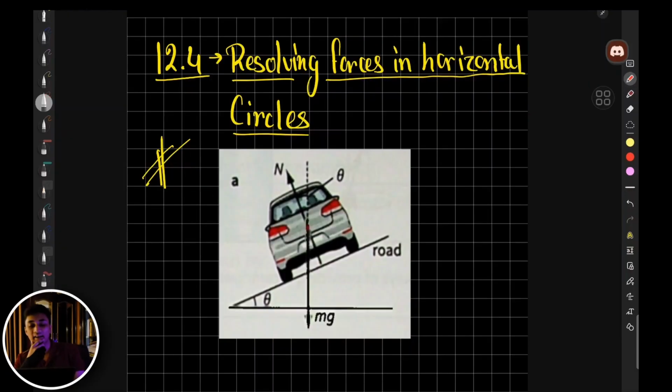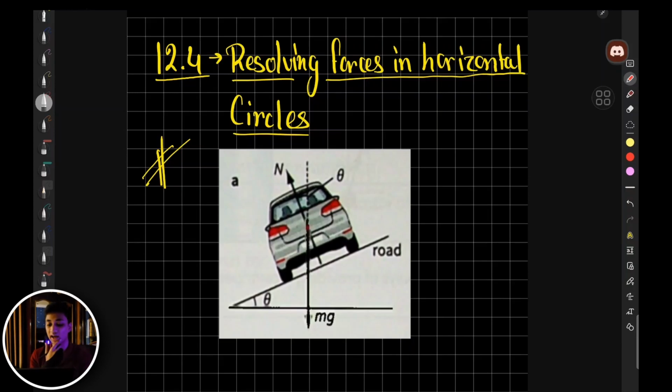Hey guys, welcome back. In this video, we're going to be talking about resolving forces in a horizontal surface, meaning these circular motion examples are going to be uniform. The centripetal force is not going to be varying with different positions on the circle, whereas for vertical planes, the centripetal force may vary with different positions on the circle.